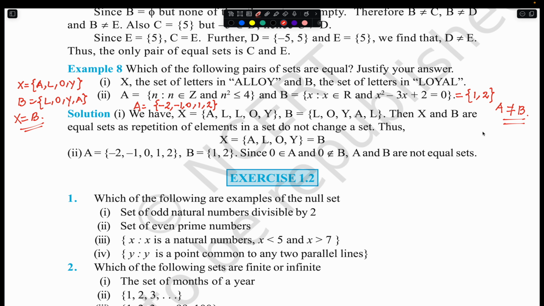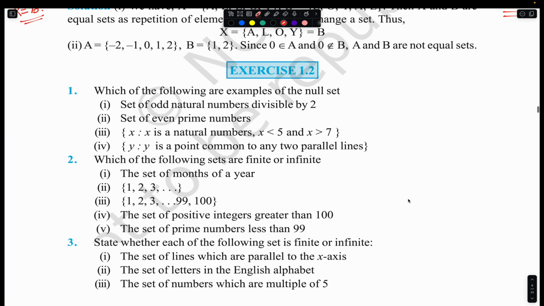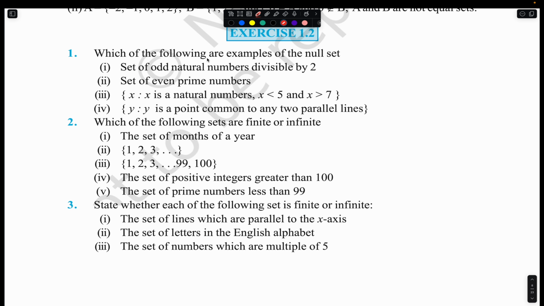Okay. Now once we have this understanding about what is an empty set, what is a finite set, what is an infinite set, what is a singleton set, and what are equal sets, with this understanding we will try to solve the questions of Exercise 1.2. So the first question is, which of the following are examples of a null set? Set of odd natural numbers divisible by 2. Since the definition of odd numbers itself is that it should not be divisible by 2, right?